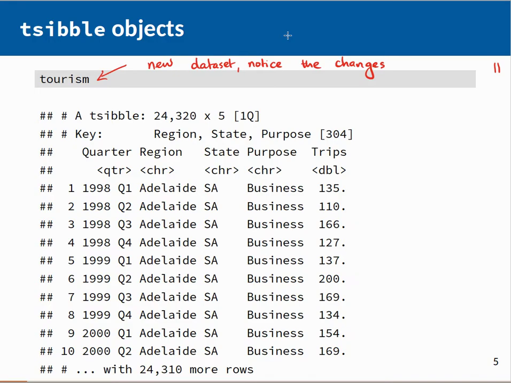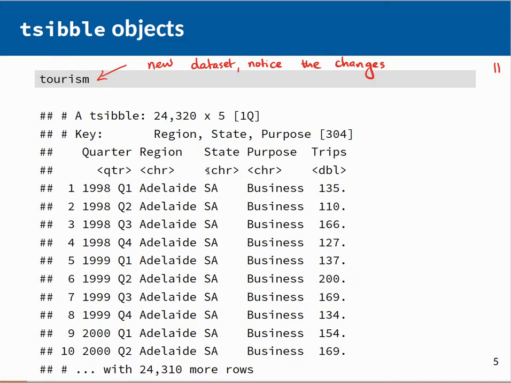So another type of data set that's preloaded is called tourism. This has 24,320 rows and 5 columns. And notice here it says 1Q, which stands for quarterly data. You have different keys that are given to you. The keys are the regions, for tourism, and the state.